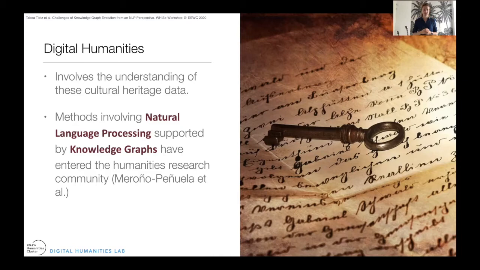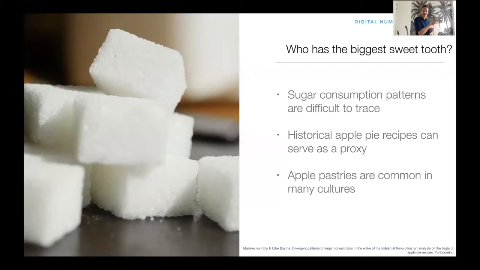So in digital humanities, or in humanities really, we want to understand cultural heritage data. And we see more and more that these techniques are becoming used there. Now, one of the use cases we had in that paper, and that's also another piece of work we're working on, is who's the biggest sweet tooth. So, sugar consumption. I'm sort of going a little bit from here and there, but it all comes together in a bit, I promise. So cultural data tells us something about what people did. How did they lead their lives, right?